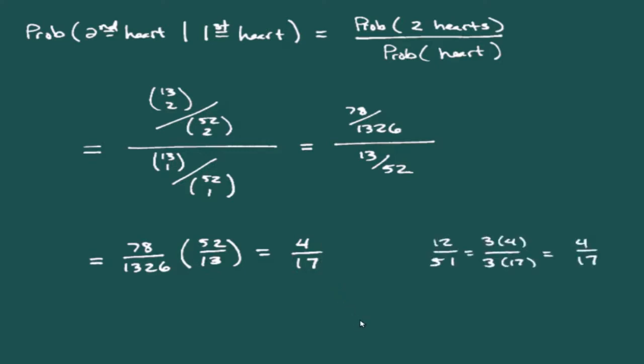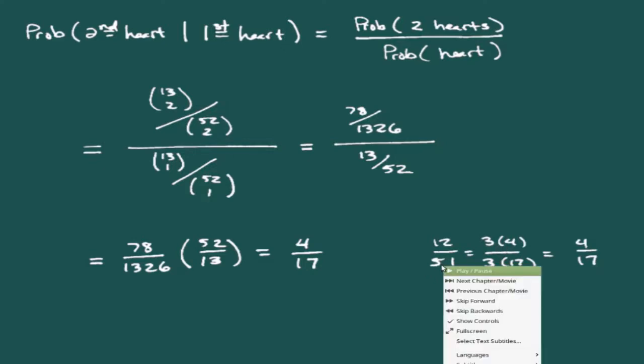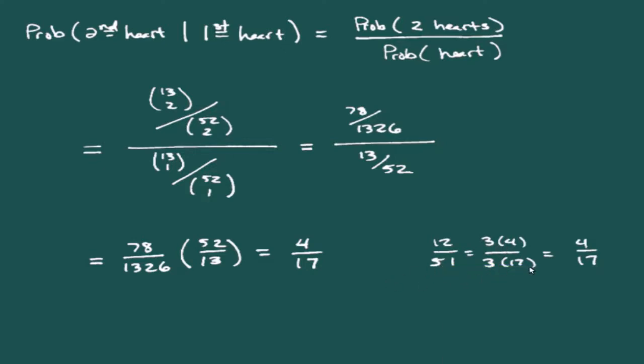And if we think back to the last answer that we did, we said that probability was going to be 12 over 51. Well, 12 becomes 3 times 4. 51 is 3 times 17. So if we cancel a factor of 3, numerator and denominator, we end up with exactly the same answer of 4/17.